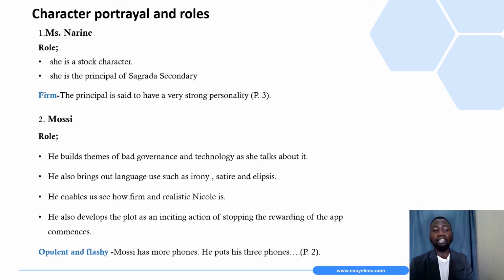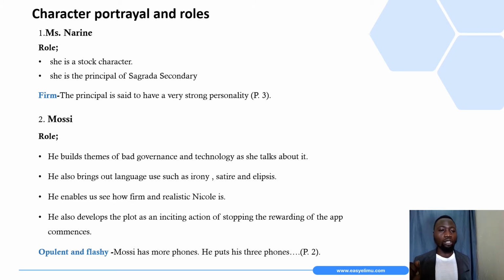Then again, in the previous line that we talked about, it was about Mosi. I think I mentioned Nicole's name somewhere, but I just used it. That is in the line where we are told that another character role for Mosi is that he enables us to see how firm and realistic Nicole is. So I gave a lot of information about Nicole instead of Mosi, simply to explain what the line talks about, because Nicole's firmness is a result of Mosi trying to manipulate and frustrate her, but she sticks to her principles.